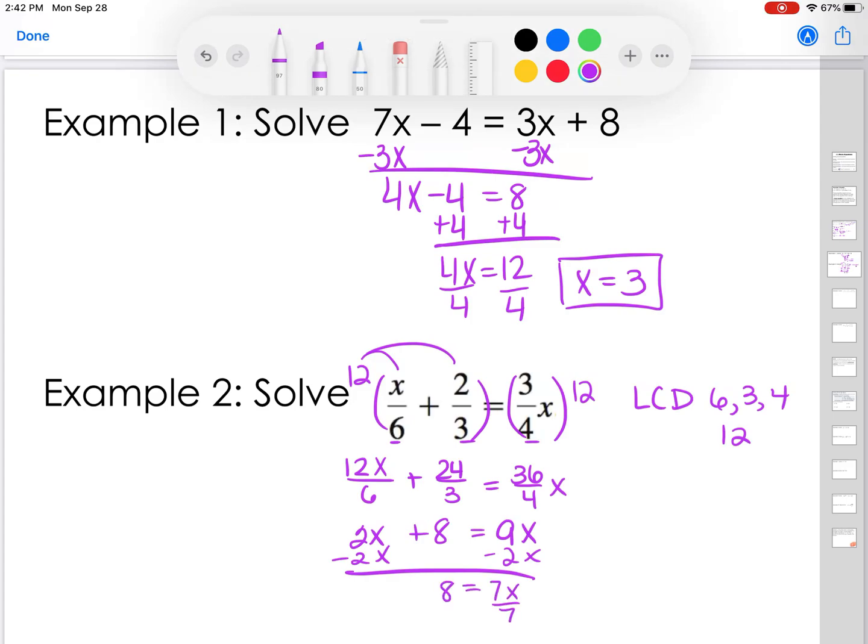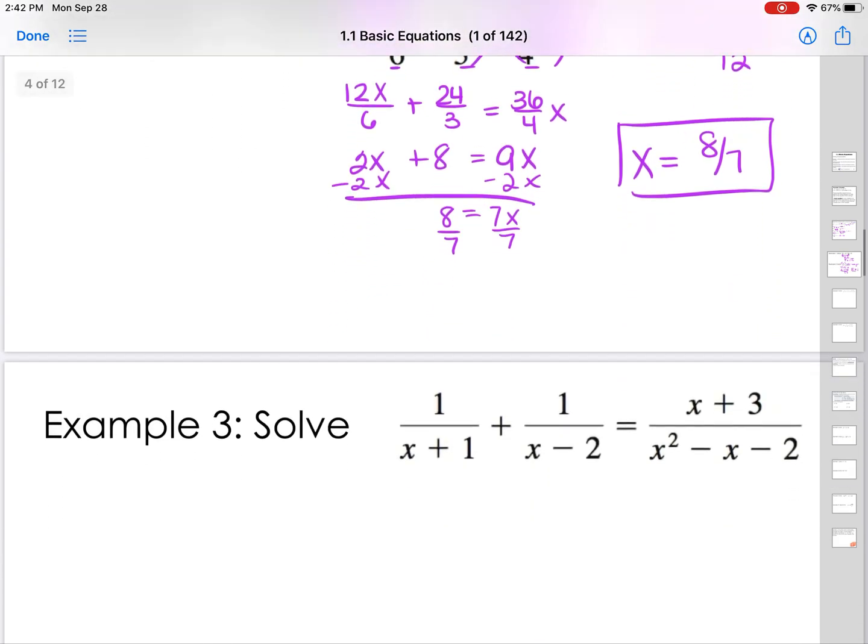And when I divide, I get a fraction, and that's okay. We're going to leave it in proper. So x is 8/7. I can always double check my work by replacing anywhere I see an x with the solution that I got. And I want to check, does the left side equal the right side? And it will. Okay. All right, so let's take a look at the next one.